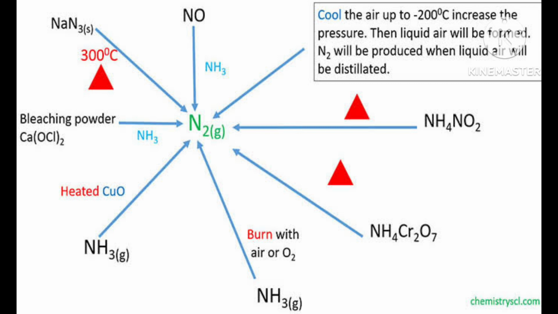When an ammonium salt like ammonium chloride is heated with calcium hydroxide, it gives 3 products: ammonia gas plus water plus calcium chloride. The balanced equation is 2NH4Cl plus Ca(OH)2 gives 2NH3 plus 2H2O plus CaCl2. That is ammonium chloride plus calcium hydroxide, as I told you.